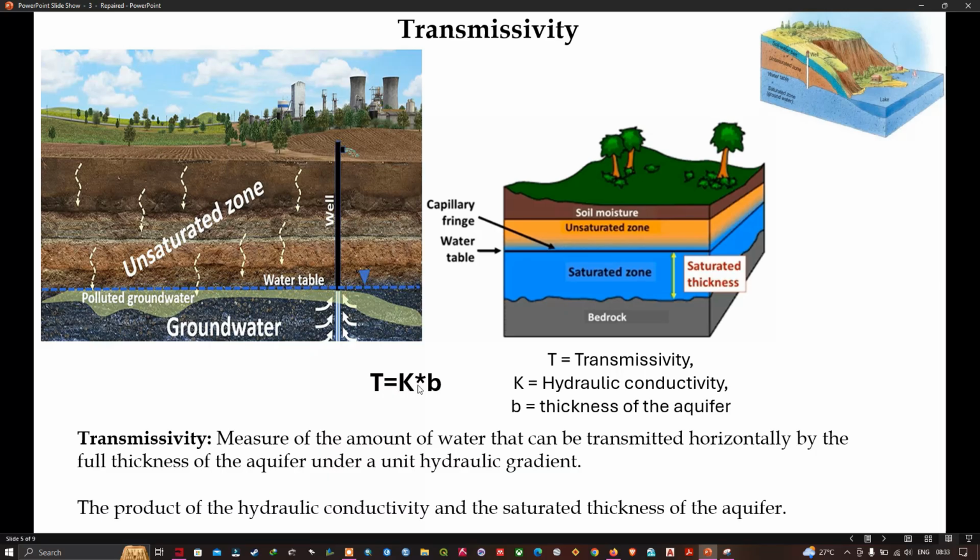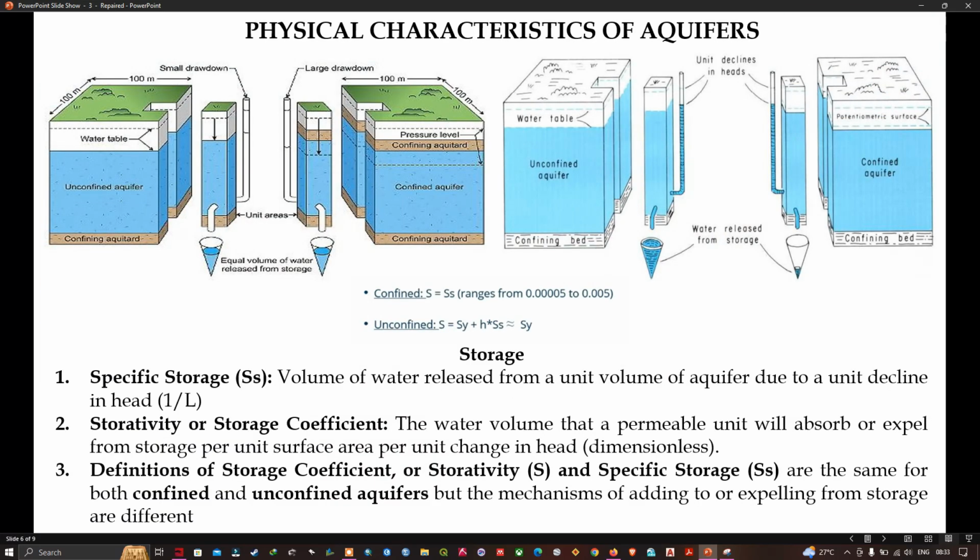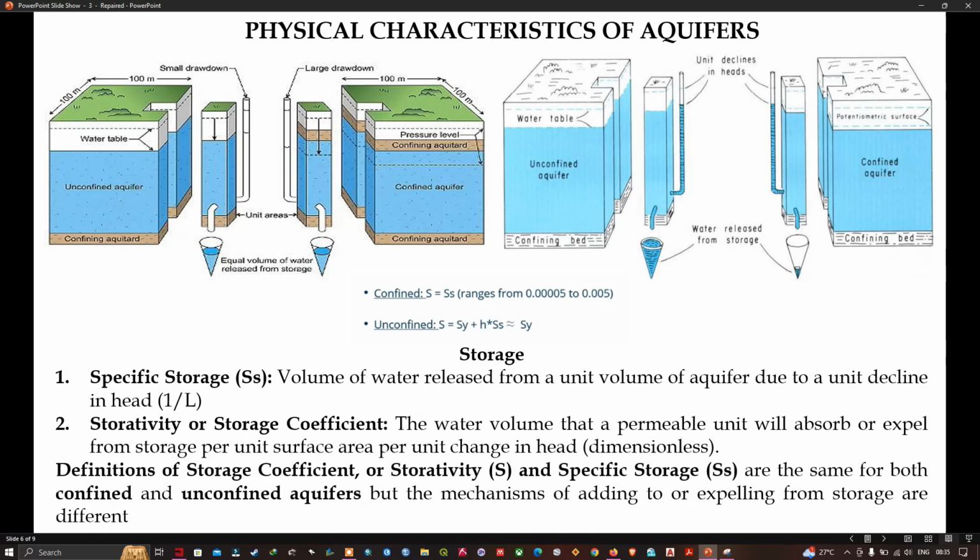One of the most important characteristics for an aquifer is the storage coefficient, or the storage parameters. We have to define the three important storage parameters. The three major storage parameters are the specific storage, the storativity or storage coefficient, and the specific yield.